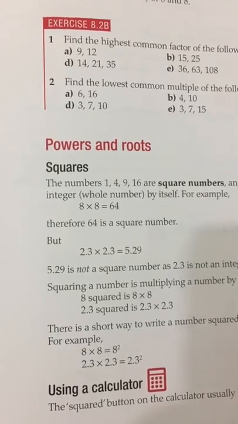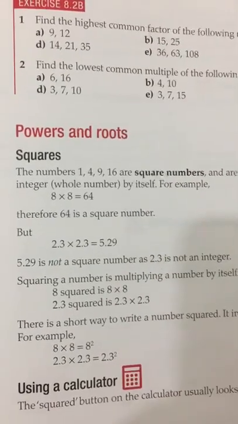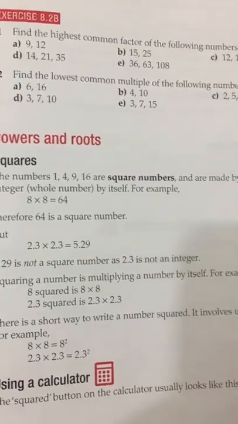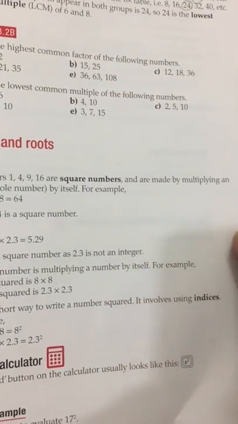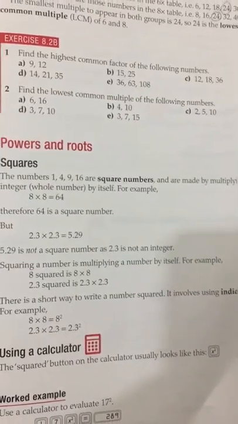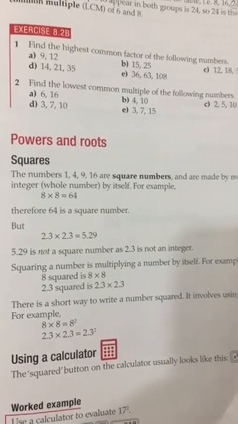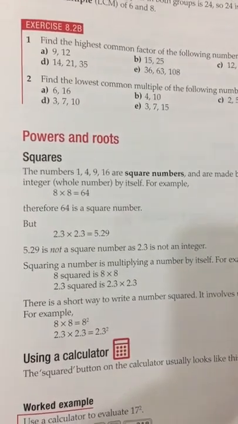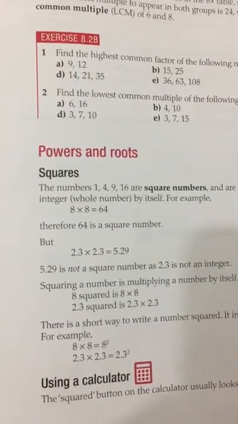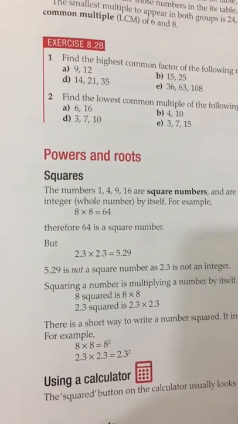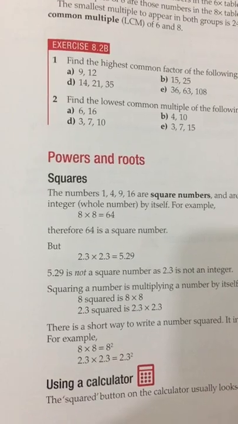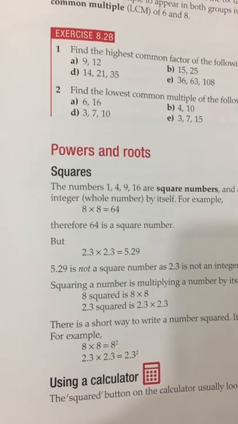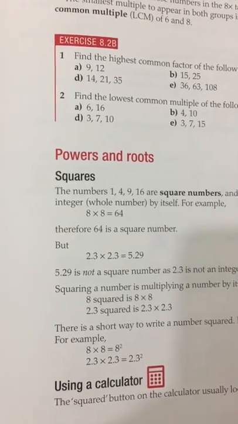So, squares. The numbers 1, 4, 9, 16 are square numbers and are made by multiplying an integer or whole number by itself. For example, 8 times 8 gives us 64. Similarly, you can have other numbers like 25, the square of 5, and 36, the square of 6. Why? Because when we multiply 6 by itself, 6 times 6, we get 36.